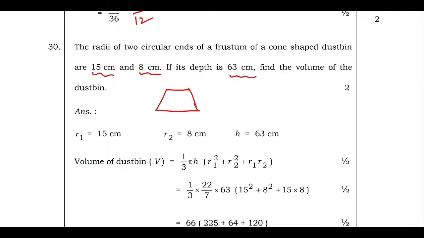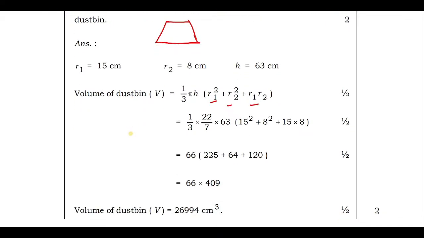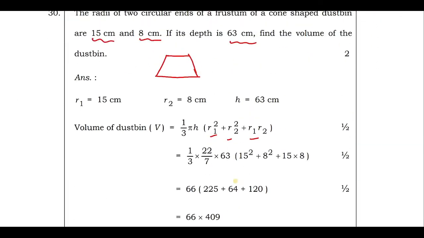Therefore, the volume of dustbin, or we can say that the volume of frustum of cone is 1 by 3 pi h (r1 square plus r2 square plus r1 into r2). Substituting the values, you get 26,999 centimeter cube.